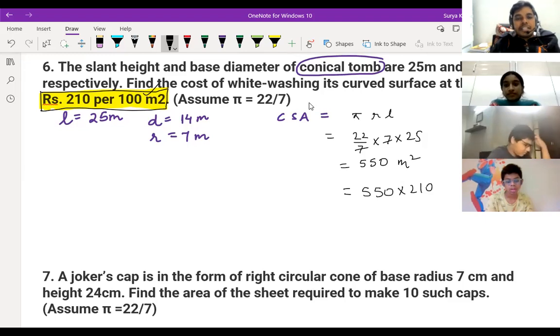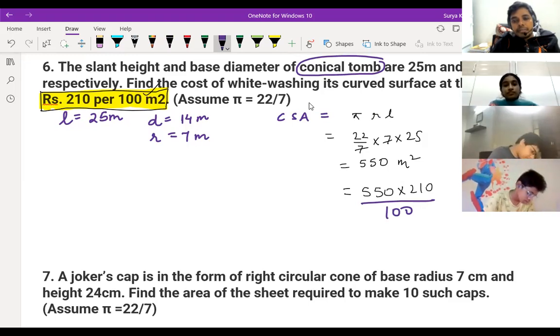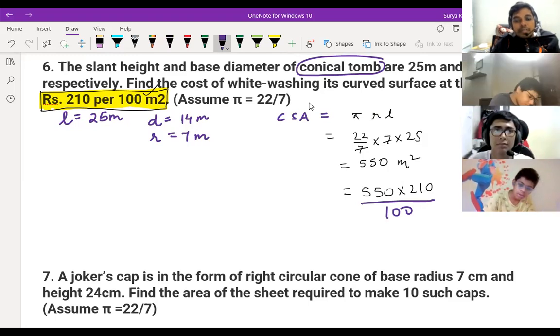Yeah, see, listen here, children, you should not get confused here. If it is given rupees 210 per 1 meter square, if they give it directly, this is the answer. If they give 100 meter square, then you should divide by 100. Understood? Suppose it's given 200 meter square, divide by 200. Understood? Yes, sir. But what is the concept behind it?